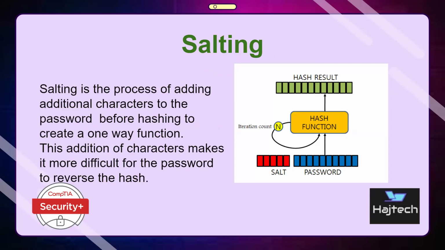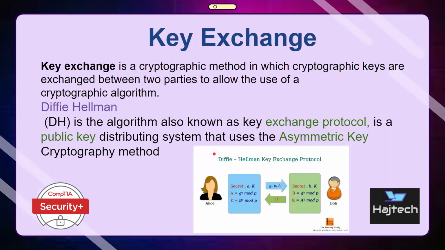Salting is the process of adding additional characters to the password before hashing. If you see here, the blue one is the password and the red one is the salt. We add the salt onto it, because this creates a one-way function. After that, we put it in the hash function, the hash algorithm, and we get the hash result. This makes the password more difficult to crack. This is the function of hash.